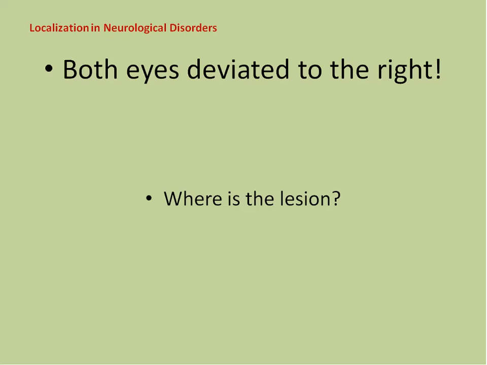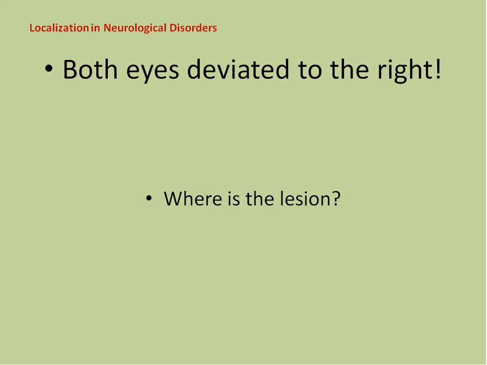Now, if the eyes are deviated towards the right side, there are three possibilities and clear-cut three localizations. If the eyes are deviated to the right, it means that the right cortex is not working. Therefore, the left cortex has a dominant situation and is pushing the eyes towards the right.